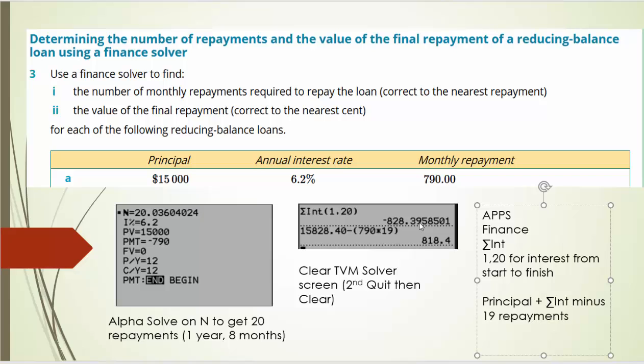Now, the value of the final repayment will be your interest, $828.40, plus the $15,000 that you paid off, minus the 19 payments of $790 that you've made so far. So I'll just say that again. $15,000 plus the interest on the loan, $828.40, and then subtract from that 790 times 19, which will give you an answer of $818.40, which is the value of the final repayment.